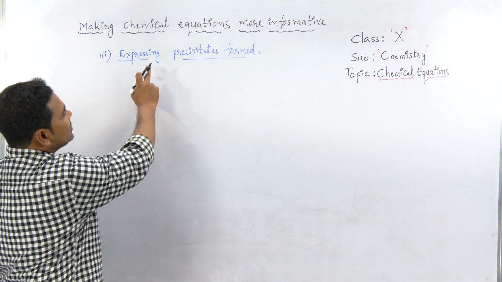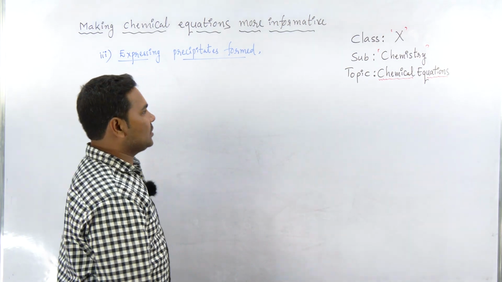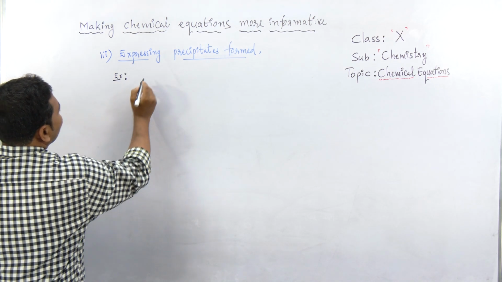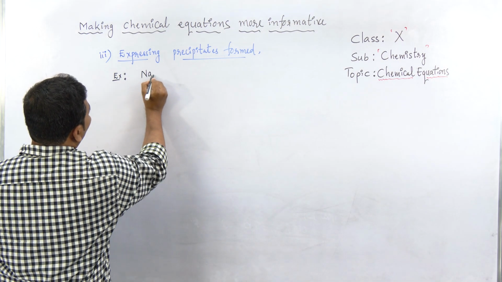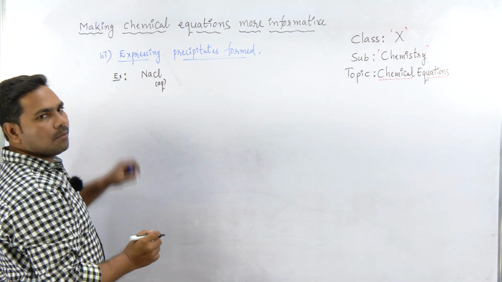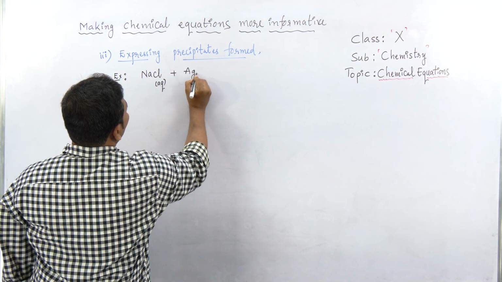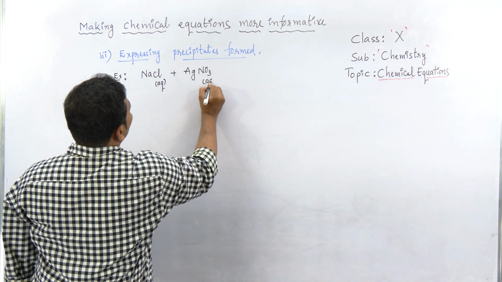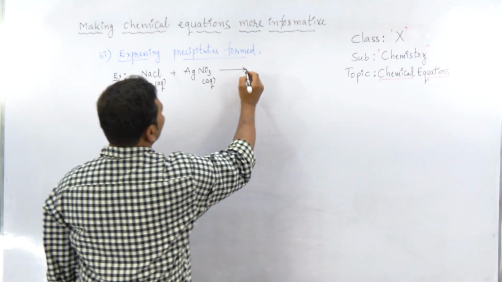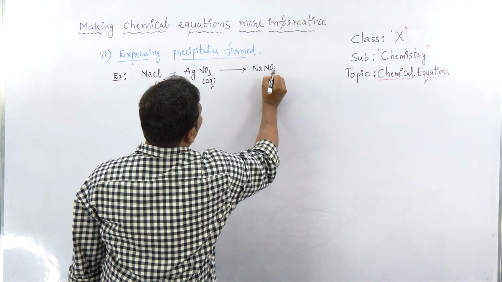The third one is expressing precipitates formed during a chemical reaction. Let me take an example here. If I take a sodium chloride solution, and this is added to silver nitrate solution, AgNO3 solution, when these two solutions are mixed with each other, it produces sodium nitrate solution.